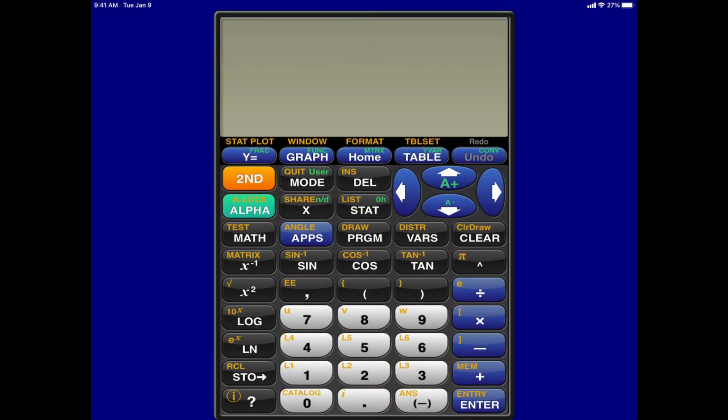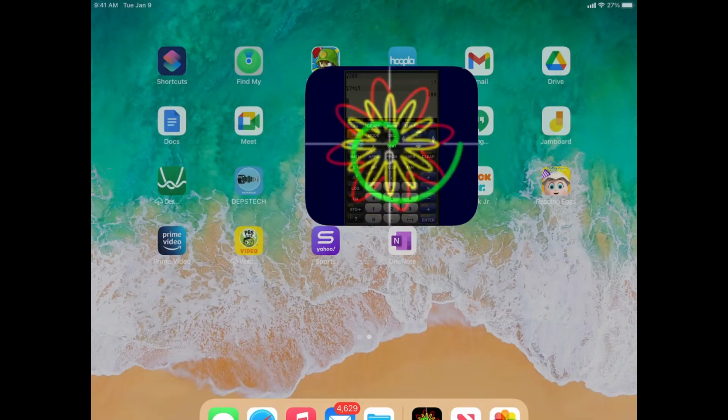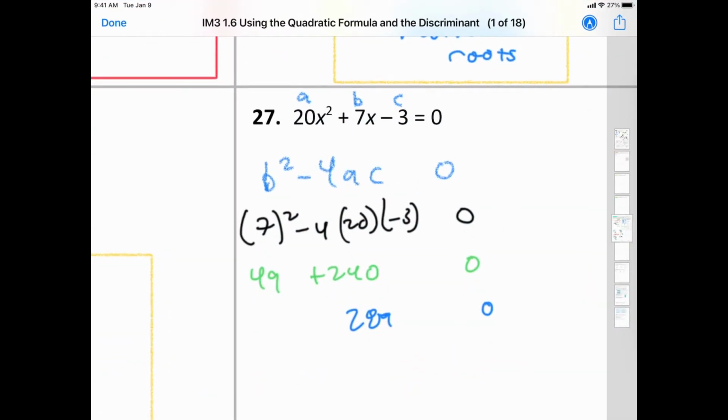Square root, which is over there on the left side in yellow, so second x squared, 289. And this is how you know it's a perfect square. It's a perfect square when there's no decimals there, because think about it, 17 times 17 gives me 289. It makes a box that's 17 by 17. Does that make sense? So we can say that it is greater.